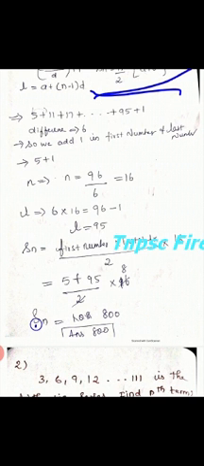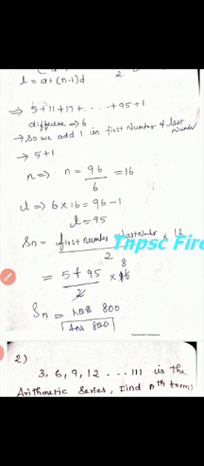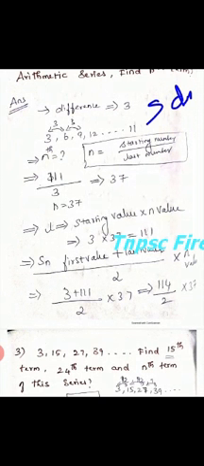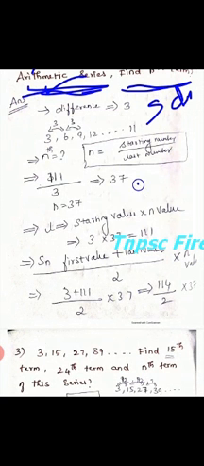First of all, we will take one problem. For example, this question I took from a school book. They give 3, 6, 9, 12 up to 111 as the arithmetic series. Here they give the arithmetic series name itself. You have to find the nth term for this series.